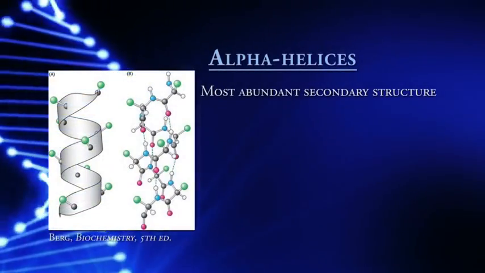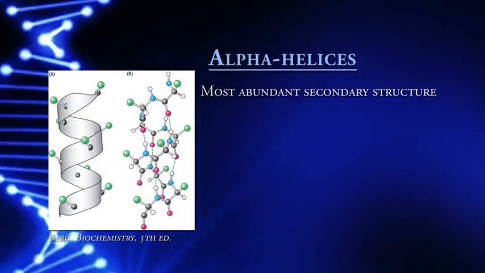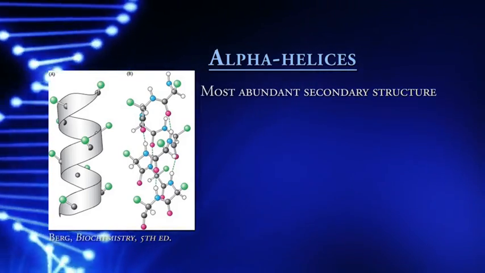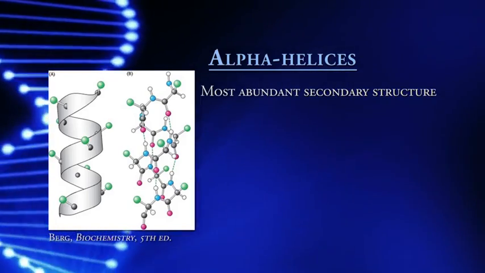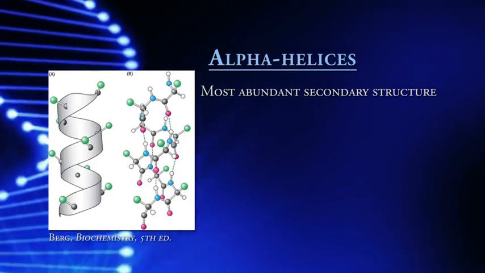Starting with alpha helices, they are the most abundant form of secondary structure. You can see that it sort of resembles telephone wire or sort of a twisted ribbon. If you notice in the picture, you see that the amino acids follow a sort of twisted coil pattern, and there is hydrogen bonding between amino acids within that pattern.